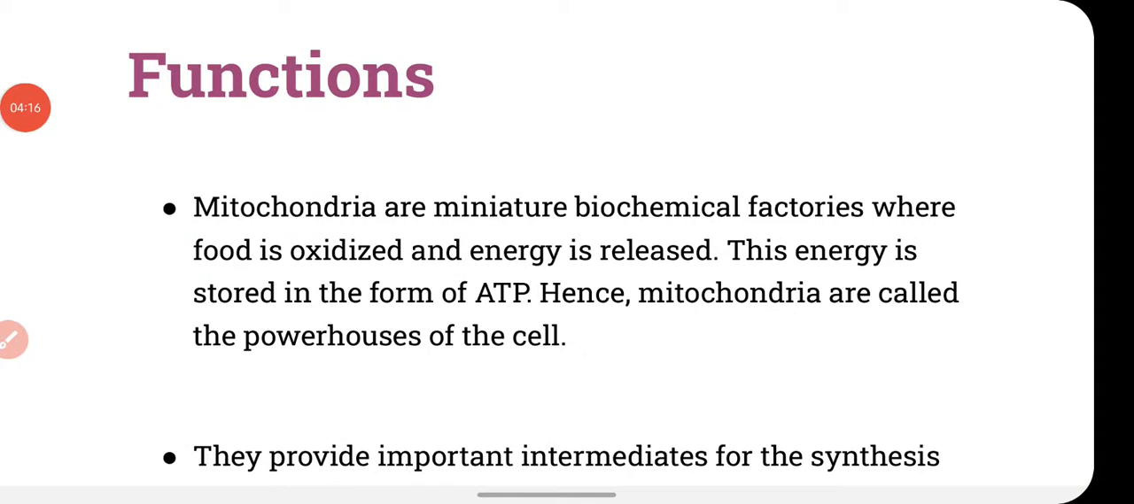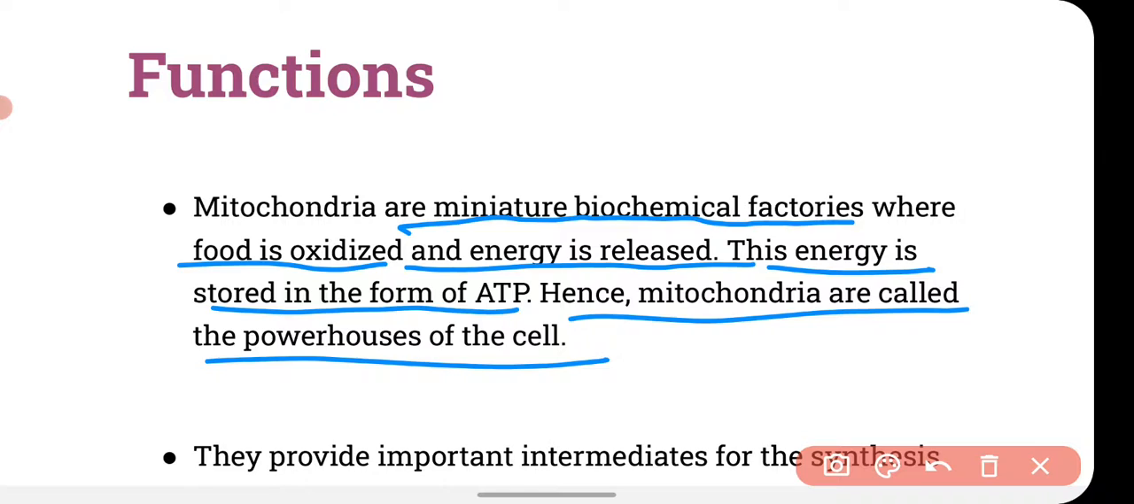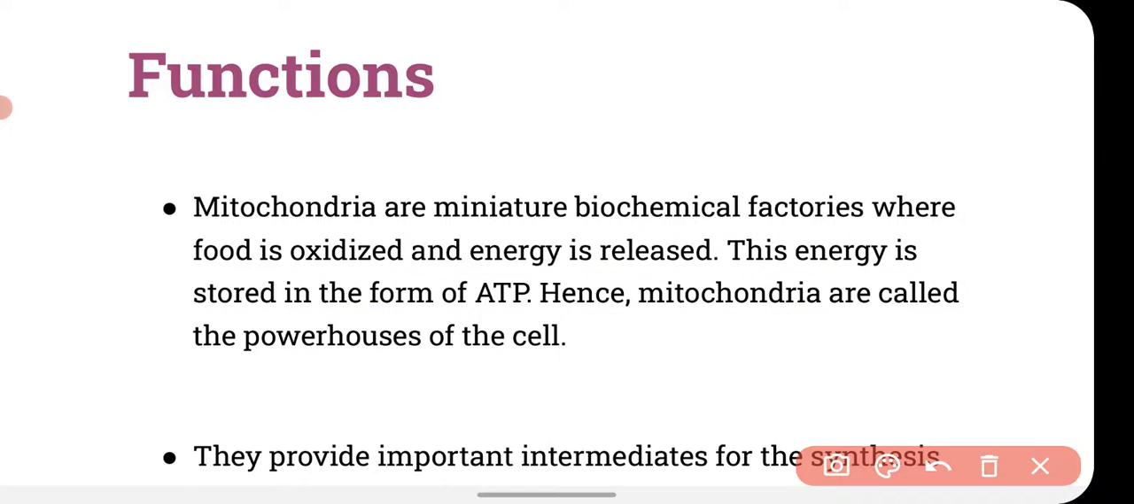Now we will talk about the functions of mitochondria. The main function of mitochondria is to produce energy, and they are called miniature biochemical factories where food is oxidized and energy is released. This energy is stored in the form of ATP. Hence mitochondria are called the powerhouse of the cell, because the mitochondria produce energy in the form of ATP.